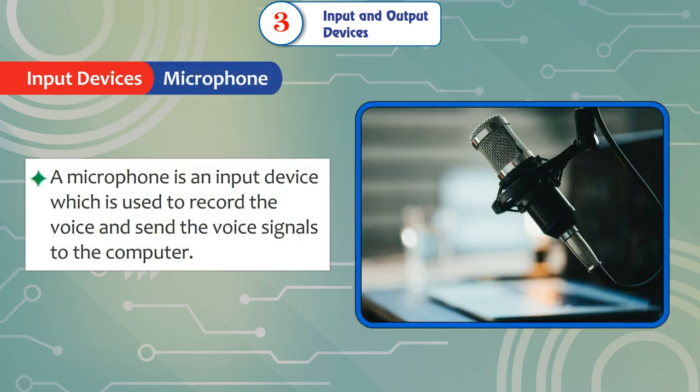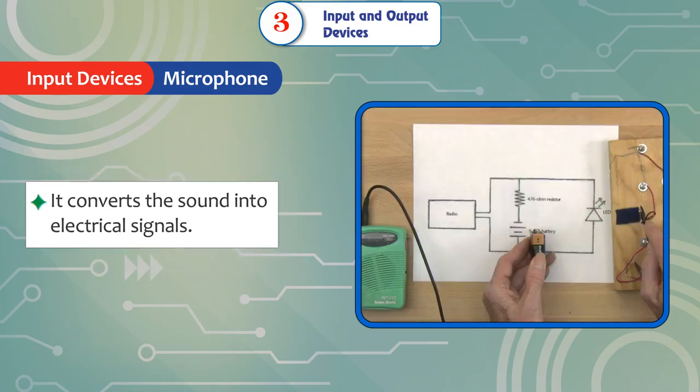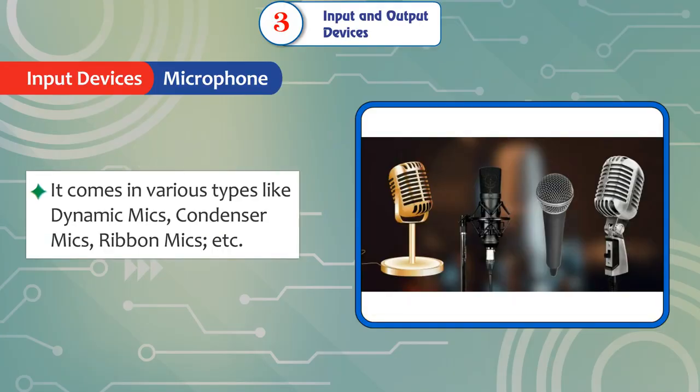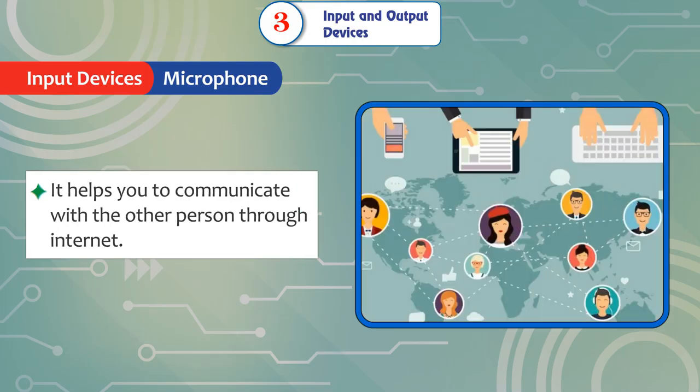Microphone. A microphone is an input device which is used to record the voice and send the voice signals to the computer. It converts the sound into electrical signals. It comes in various types like dynamic mics, condenser mics, ribbon mics, etc. It helps you to communicate with the other person through internet.